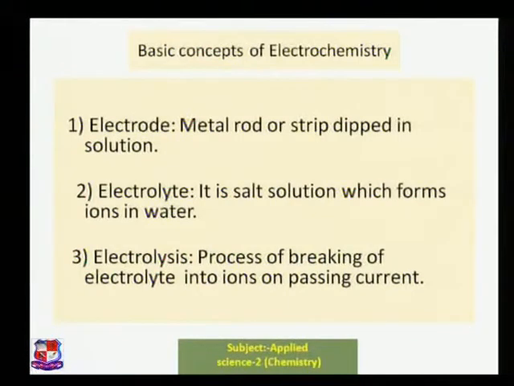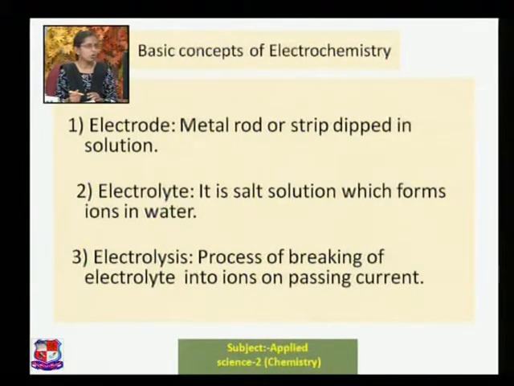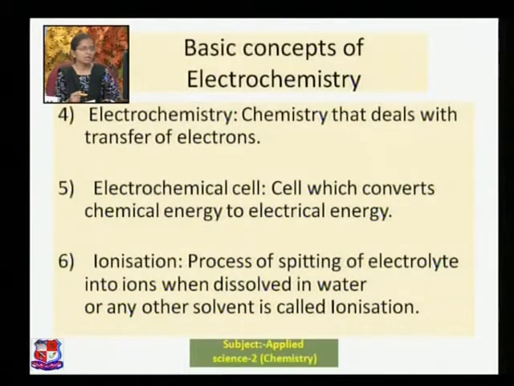An electrode is a metal strip or rod that is dipped into a solution. An electrolyte is basically the salt solution which forms ions in water. Whenever we pass current into an electrolyte, the electrolyte breaks into ions, and this process is known as electrolysis. Then we come to electrochemistry. Why electrochemistry? Because this chemistry is basically dealing with the transfer of electrons. That is why it is known as electrochemistry.